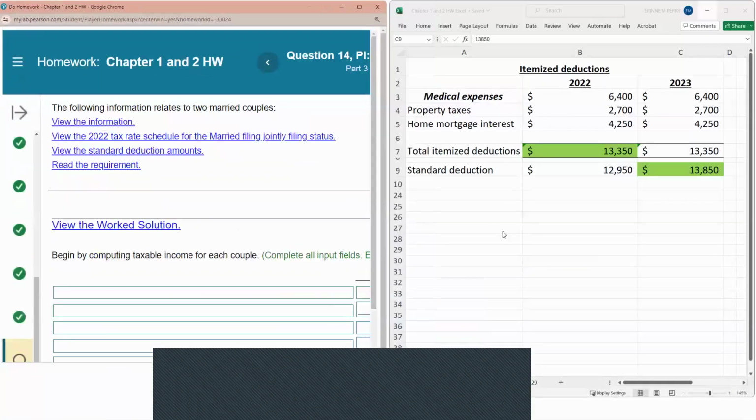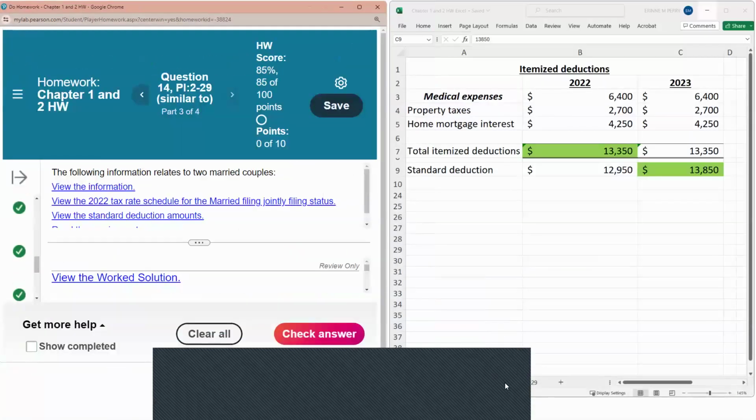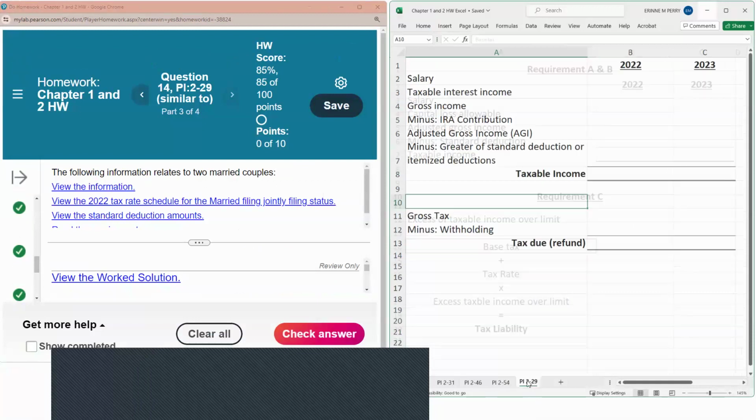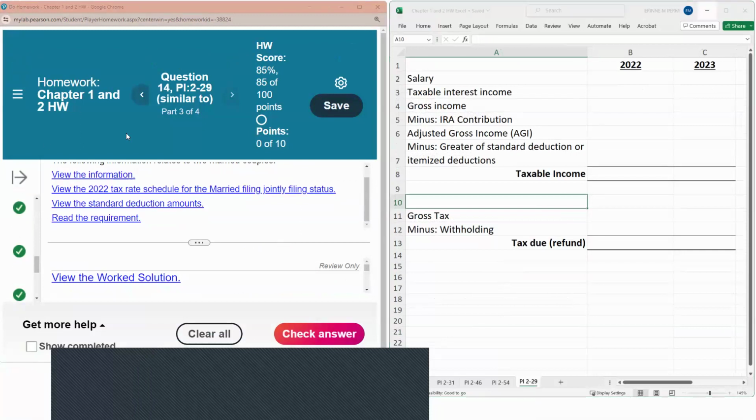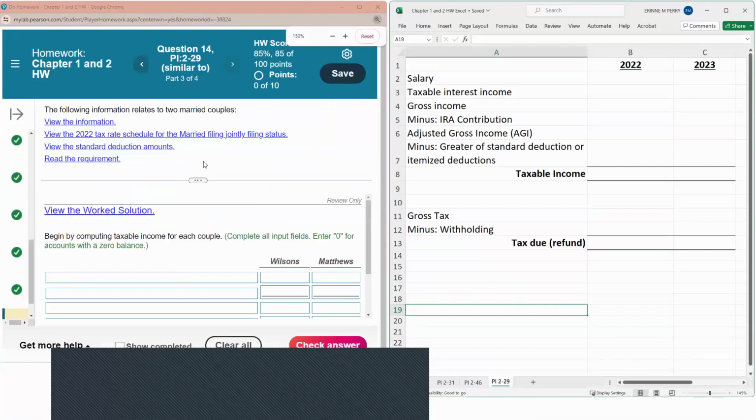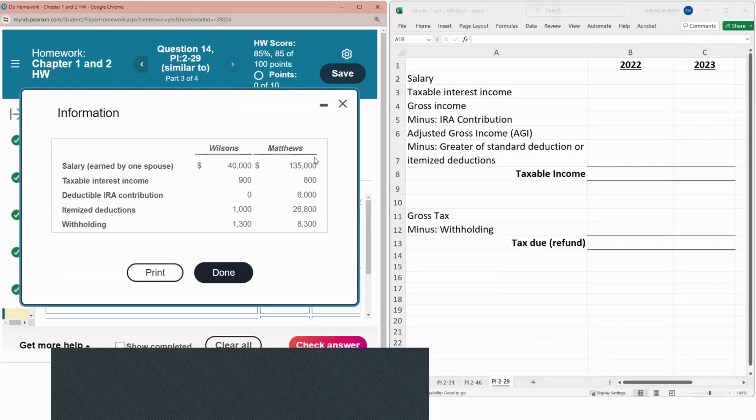So this brings us to our last question. All right, so for our last question, it lets us know the following information relates to two married couples. So begin by computing taxable income for each couple. So we look at the information, we have the Wilsons, we have the Matthews, right? The salary earned by just one spouse is $40,000, the Matthews $135,000. So we start to factor in this information.